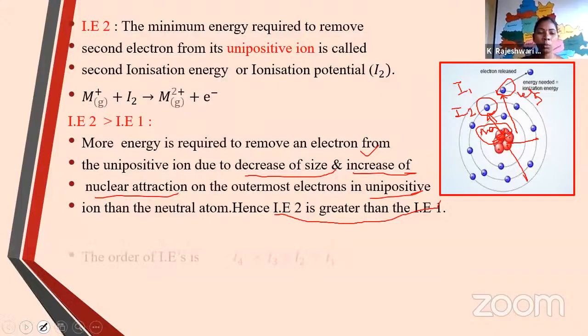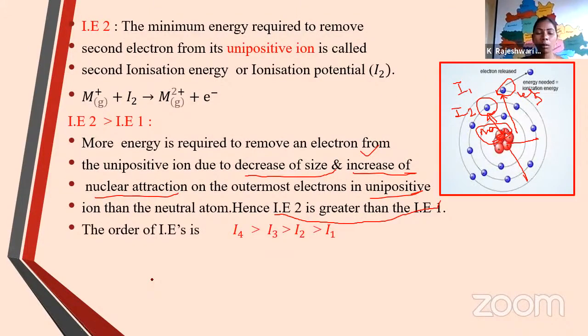For this also, you'll get 2 marks. And that's why the order of IE is always I4 greater than I3, then I2, then I1. That means when you are moving inside and inside, it is coming closer towards the nucleus. Due to increase of nuclear attraction, we require more and more ionization energy than the first ionization energy.